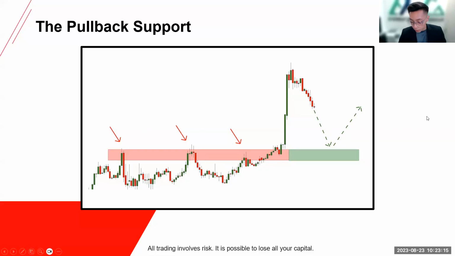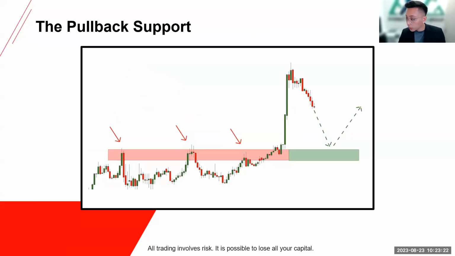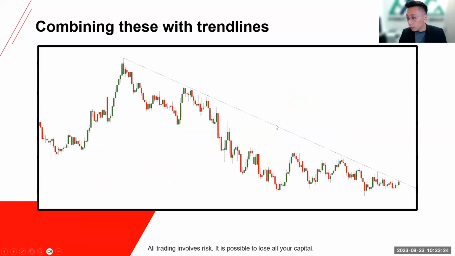Okay, so let's move on. How can we combine this with trend lines? Combining this with trend lines, we can see that if the trend line is being broken, then we need this confirmation of the candlesticks. But also, if you are looking for it to continue being a downtrend, then you should also look for our candlestick confirmations.